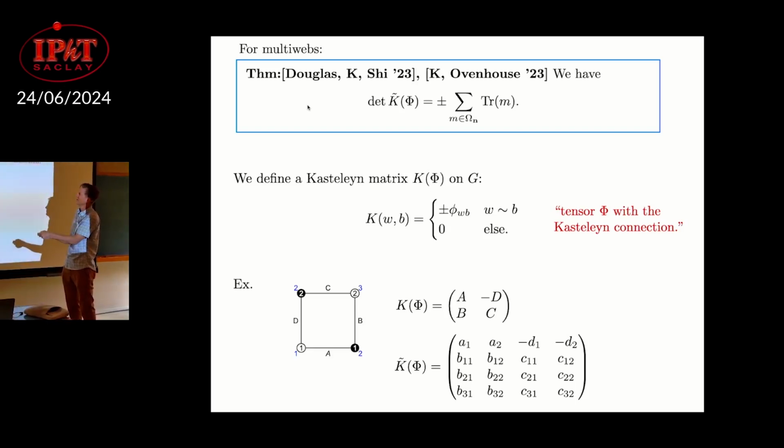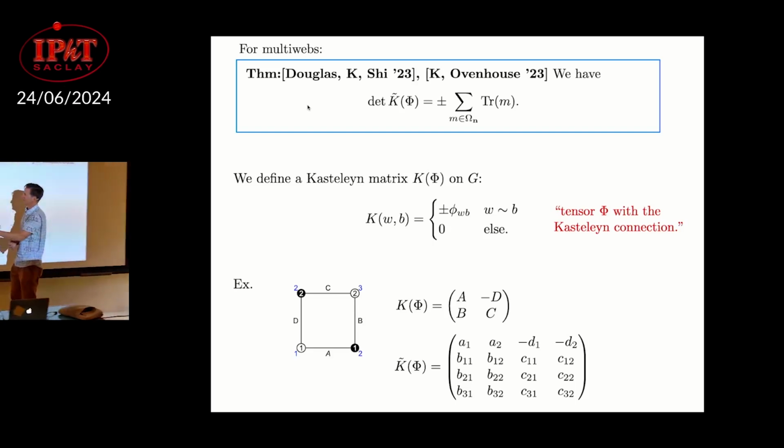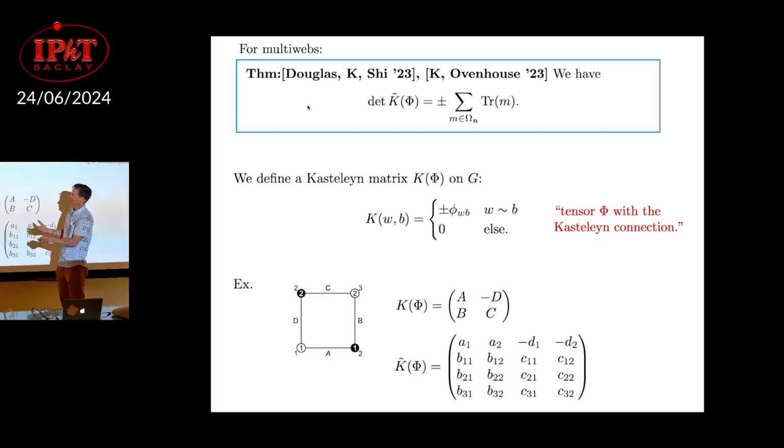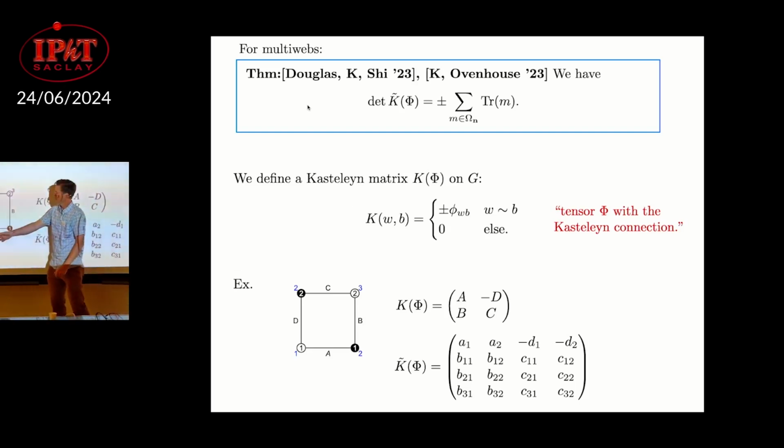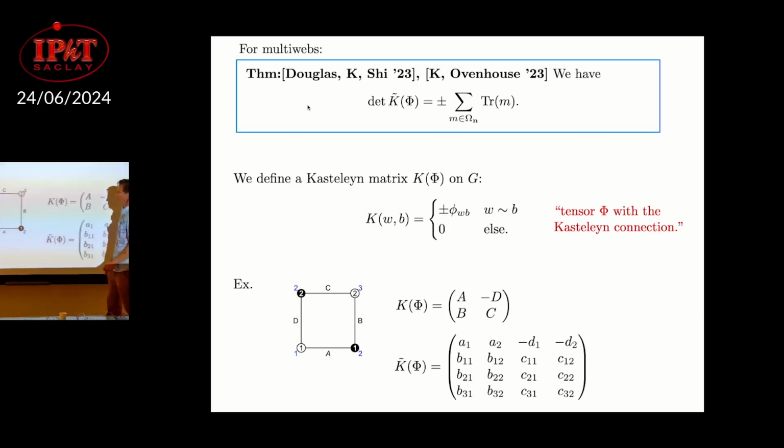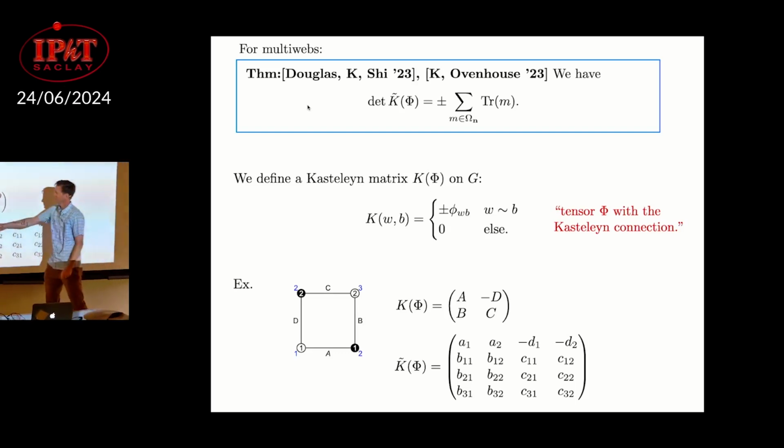On each edge we have a matrix, and we make the adjacency matrix of the graph, but instead of scalars on the edges, we put those matrices on the edges. And again, we put the Kasteleyn signs. We tensor with the Kasteleyn connection. So, for example, if this is my graph, it's a bipartite graph, and on each edge I've got some matrix. In this case, A is a matrix going from a two-dimensional vector space to a one-dimensional vector space, so it's a 1 by 2 matrix.